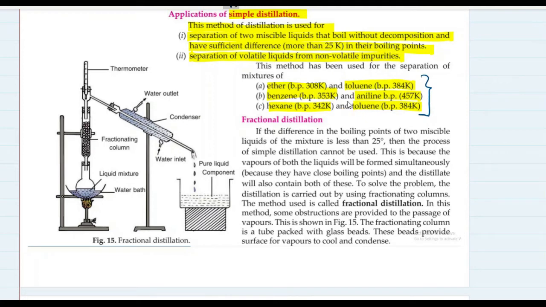These examples of liquids which you see are mostly organic compounds. You will study about organic compounds in class 10th. So the difference should be more than 25 Kelvin in the boiling points of the constituents of a mixture. Then the simple distillation method can be used.